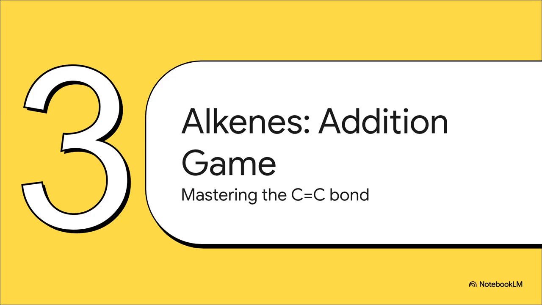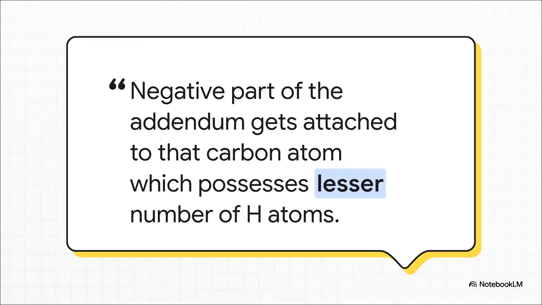All right, let's switch gears and move on to alkenes. Now that double bond with its weak pi bond changes everything. Their whole world is about addition reactions. That's why I call it the addition game. And you can't talk about alkenes without knowing this rule. This is maybe the most famous rule in the whole chapter, and it's quoted word for word from your NCERT. When you add something like HBr to an alkene that isn't symmetrical, the negative part, in this case the bromine, is going to go to the carbon that has fewer hydrogens.